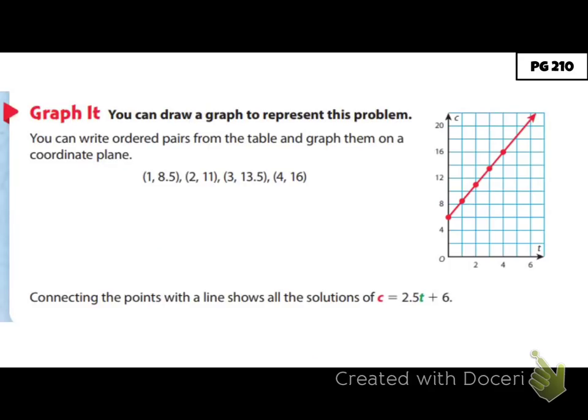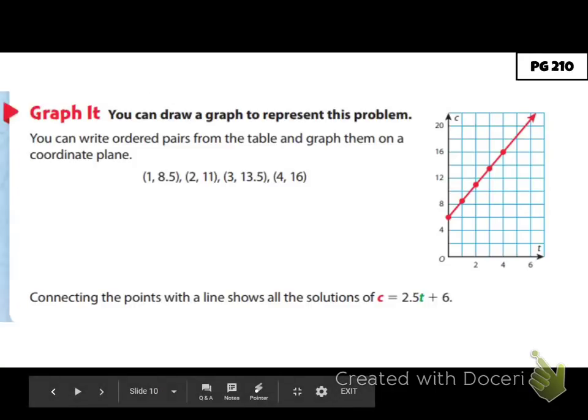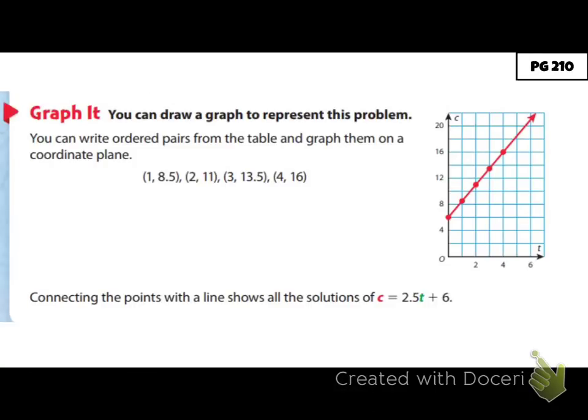So then we go to graph it. You can write ordered pairs from the table above. So you see we have our 1 and $8.50. Sorry, back that up. We have our 2 and our $11, our 3 and our $13.50, and our 4 and our 16. We plotted the points, and this graph right here shows all the possible solutions for the equation C equals 2.5T plus 6.